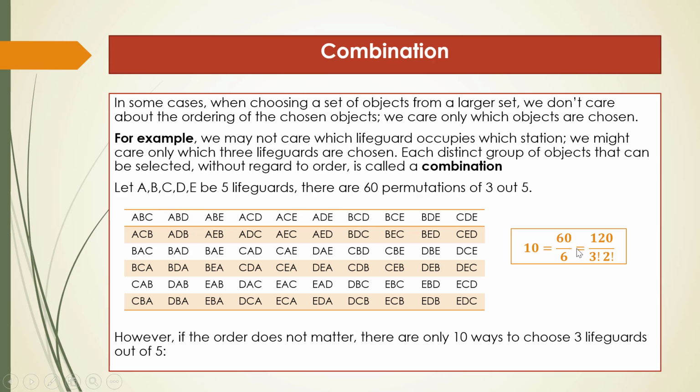So 10 is 60 divided by 6, and that's equal to 120 divided by 12. 120 is 5 factorial. 12 is 3 factorial times 2 factorial, where 3 is the number of letters in each combination, and 2 is just 5 minus 3.